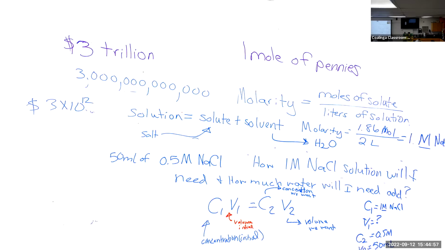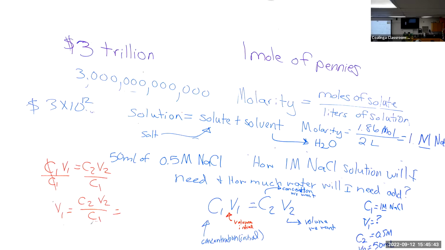And I solve for V1, because the one I don't know is my V1. That's the one I want to get. So if I solve this equation for V1, how would I go about it? I go C1 V1 equals C2 V2. I divide both sides by C1. That cancels this out, so then I get V1 equals C2 V2 over C1. You guys see that? Then I plug in my numbers.